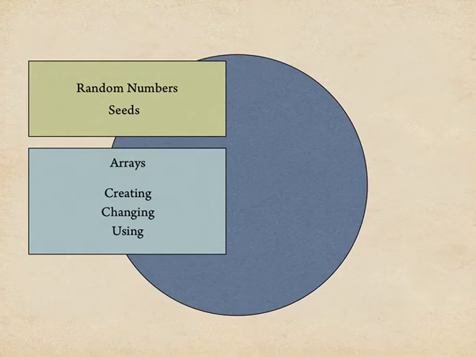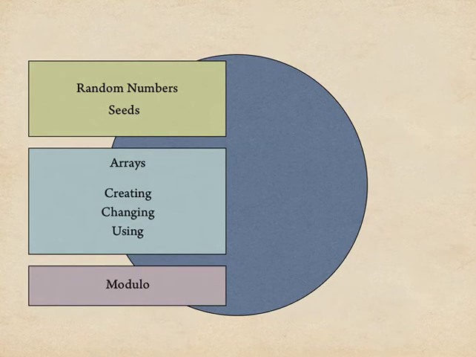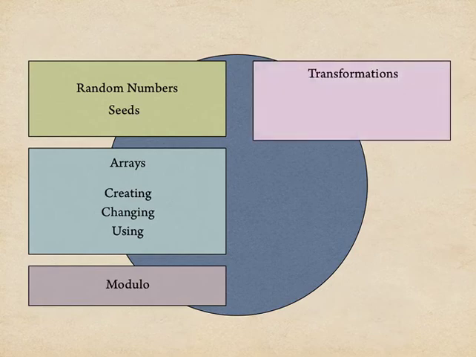As I mentioned, the modulo operator is just like plus, minus, times, and divide, but it's just a little bit different, and it's really helpful when we work with arrays. To put objects where we want, we use transformations. There are 3 big ones: translate, rotate, and scale, and we'll see each one in some detail.